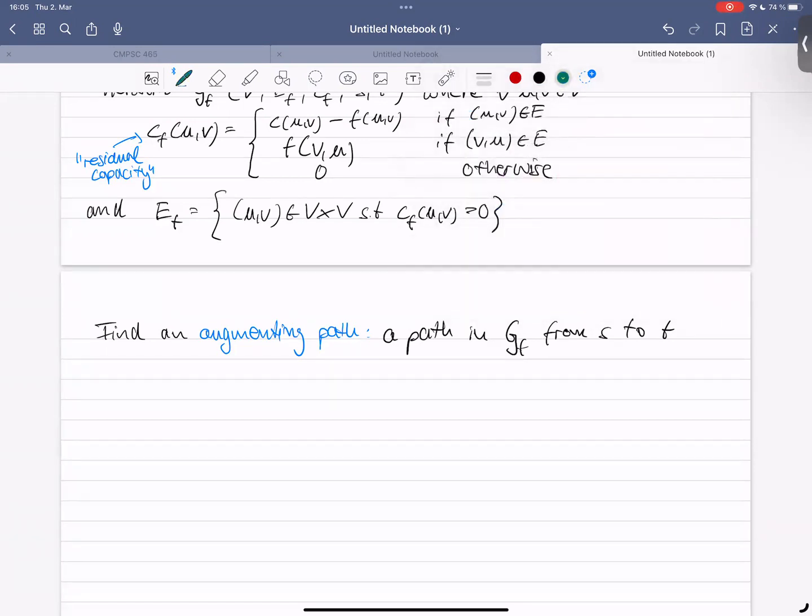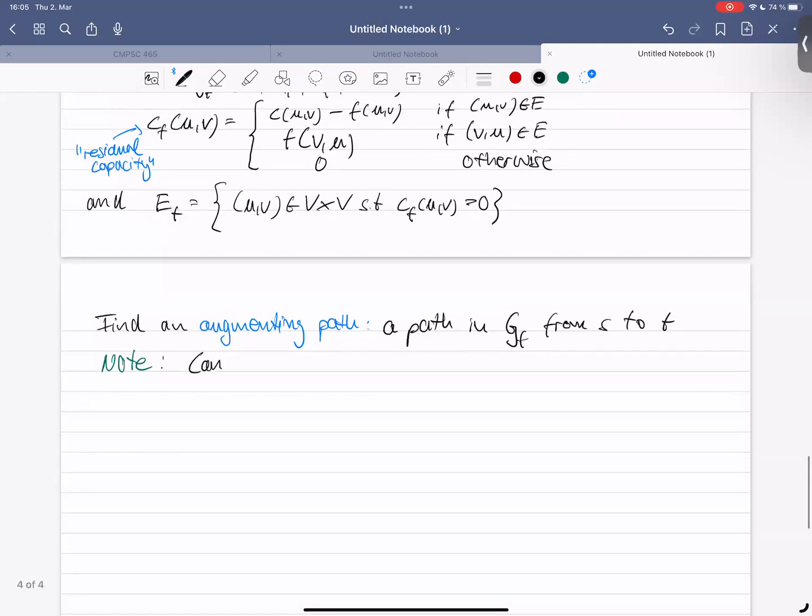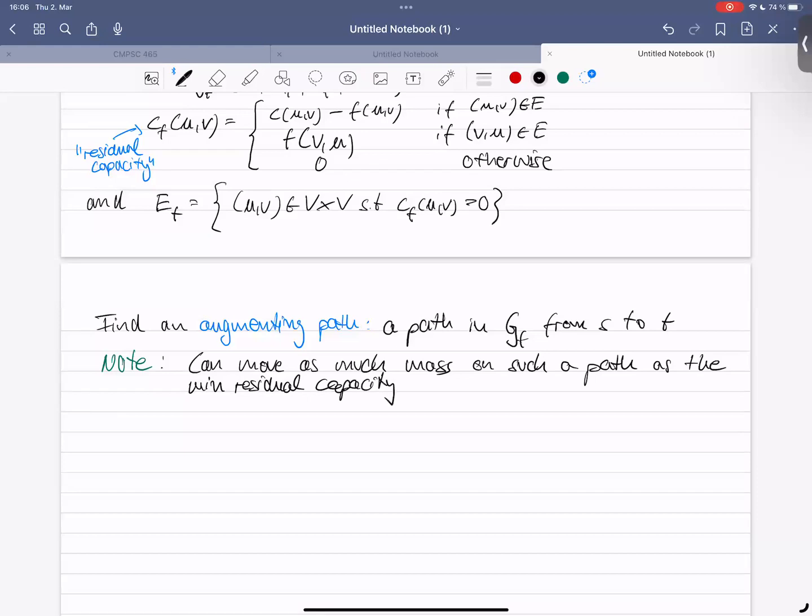So we have the following note. The flow we can move along the path is the minimum residual capacity on all edges. Okay, this makes sense. And you denote this by C_F of P, which is the residual capacity of the path, yeah?